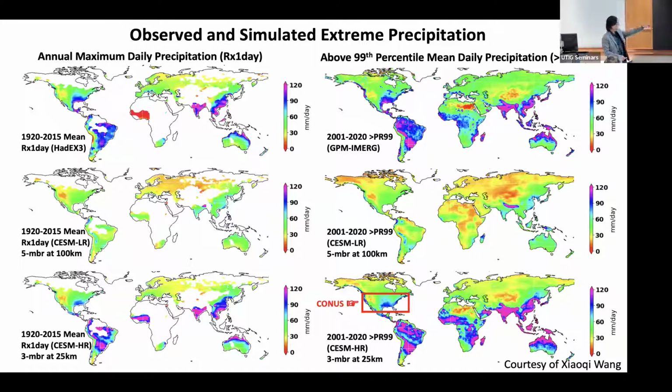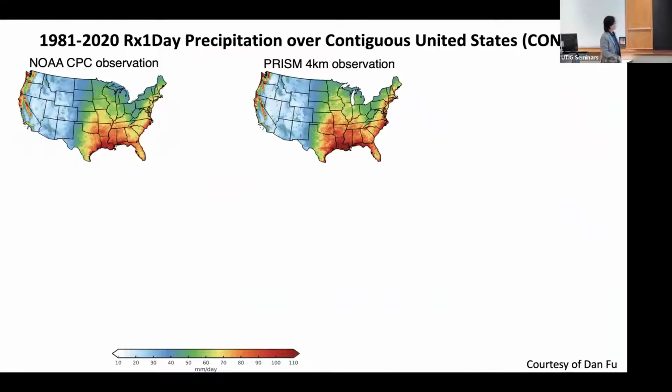So we're going to take a detailed look in this region here. We're using even higher resolution precipitation in the US. The precipitation data sets are much better than the global data sets. So we're looking at two different data sets. One is from NOAA CPC observation, and the other one is the PRISM precipitation at a 4-kilometer resolution, right? You can see a detailed structure of the extreme precipitation.